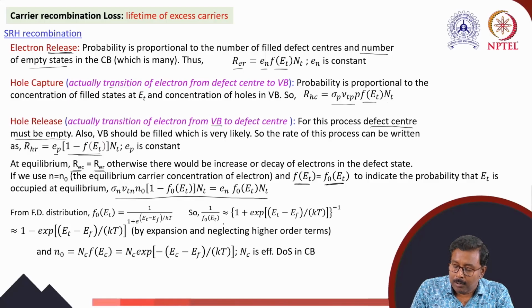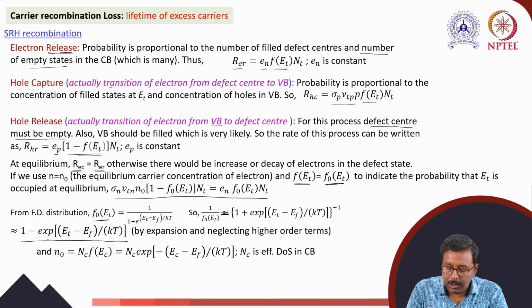In this expression, we now have to put the value of F0 of Et from the Fermi-Dirac distribution. This will be 1 by 1 plus exponential of Et minus EF by kT. If you take the inverse, 1 by F0 of Et will be 1 plus exponential of minus this. And if you take only the first term after expansion and neglect the higher order terms, it will be 1 minus exponential, and the rest of the terms you are neglecting. So this is not an exact equality, this is almost equal to.